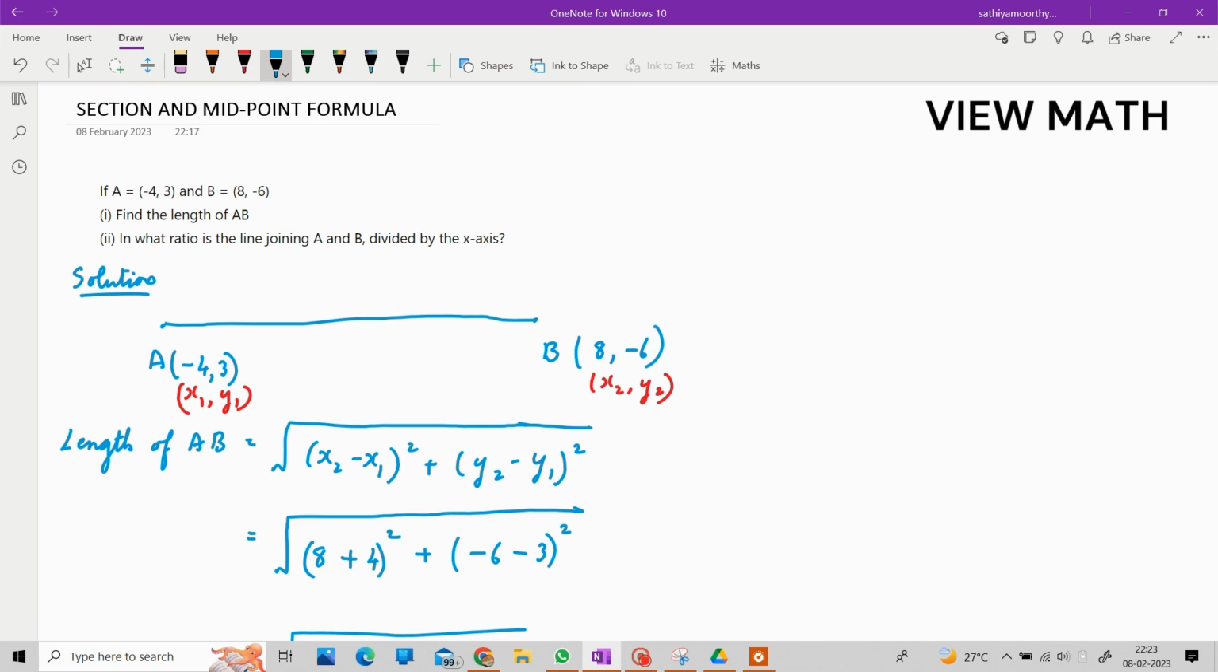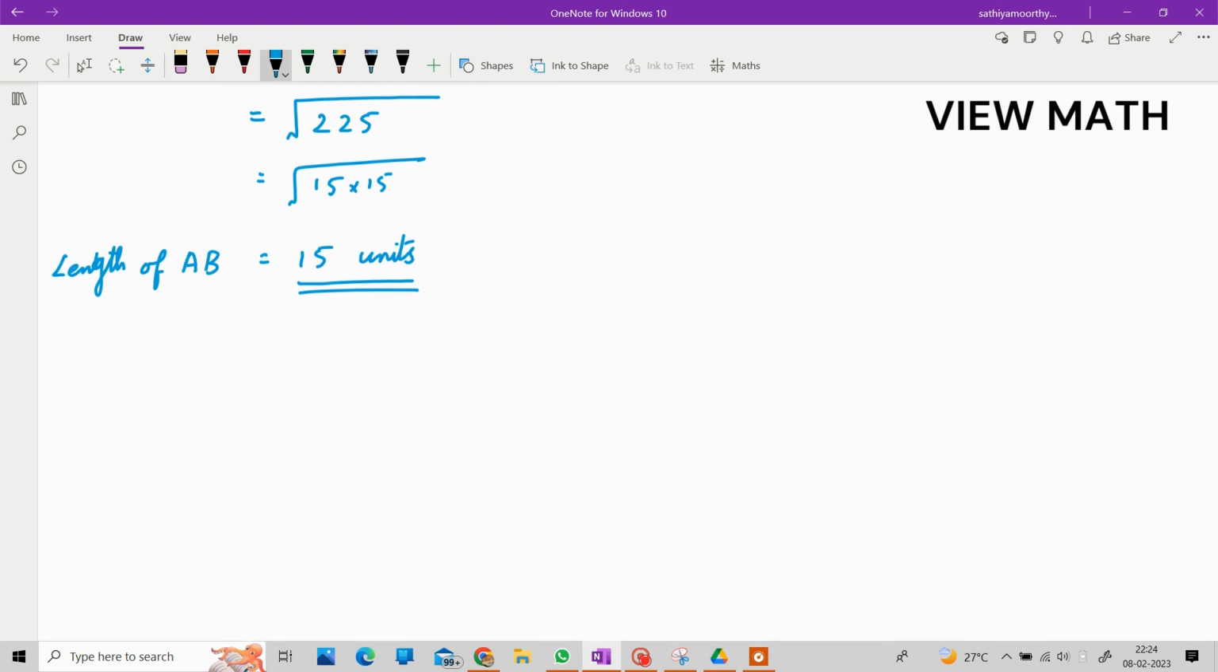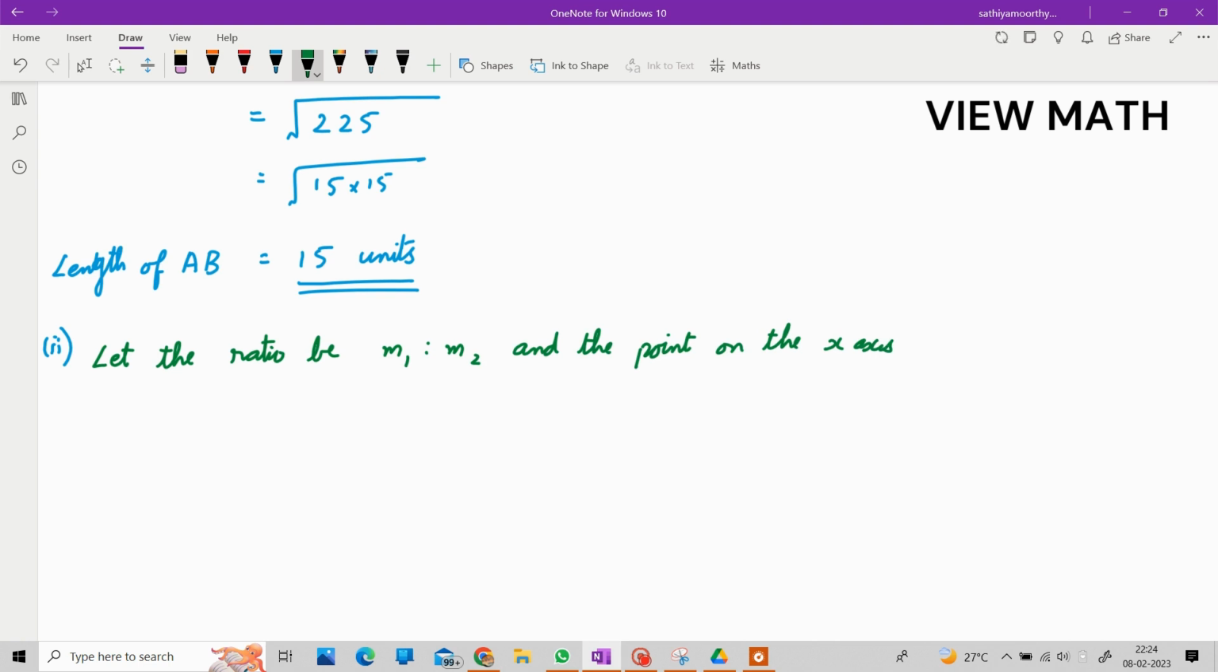Suppose this is a line, it is being divided by the x-axis. So what is this point? They are asking us to find out. Now let me do the second subdivision. Now let the ratio be, we have to find out the ratio. So let me take the ratio as m1 is to m2. This is the ratio we have to find out, and the point on the x-axis.